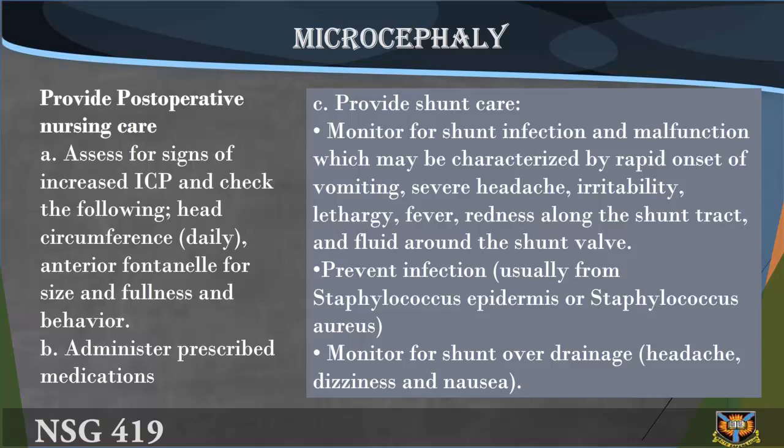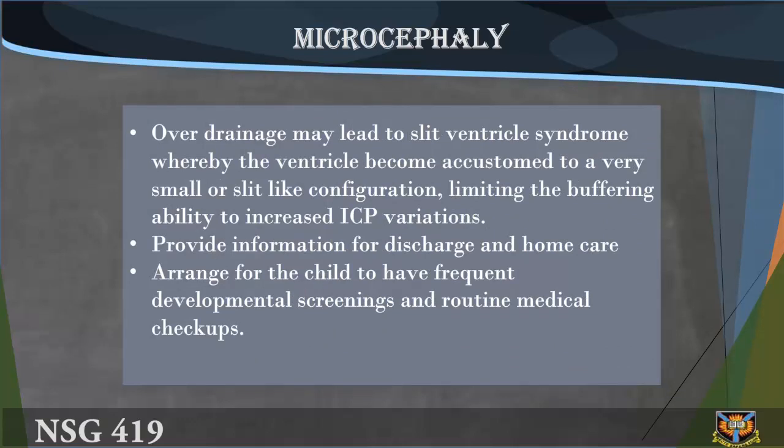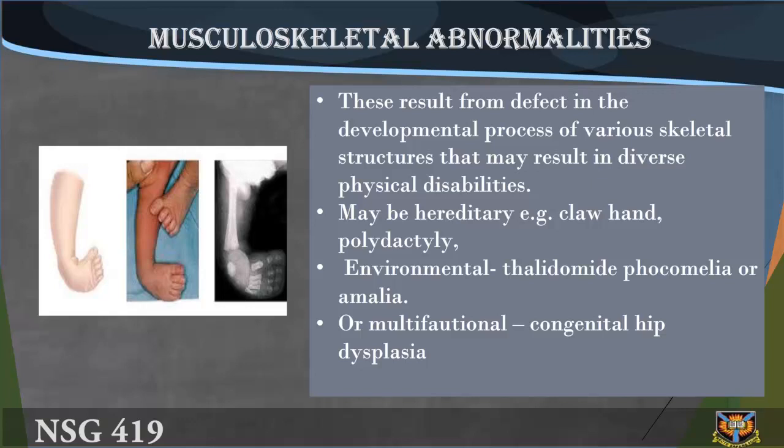Prevent infection, usually from Staphylococcus epidermidis or Staphylococcus aureus. Monitor for shunt overdrainage, headache, dizziness, and nausea. Overdrainage may lead to slit ventricle syndrome, whereby the ventricle becomes accustomed to a very small or slit-like configuration, limiting the buffering ability to increased ICP variations. Provide information for discharge and home care. Arrange for the child to have frequent developmental screenings and routine medical checkups.